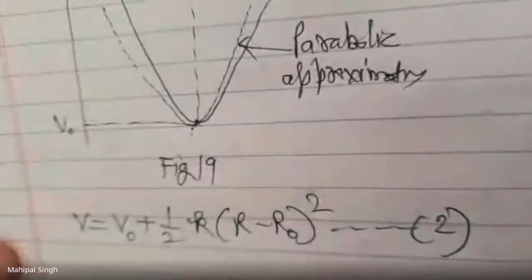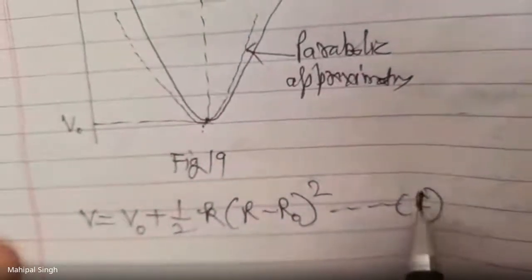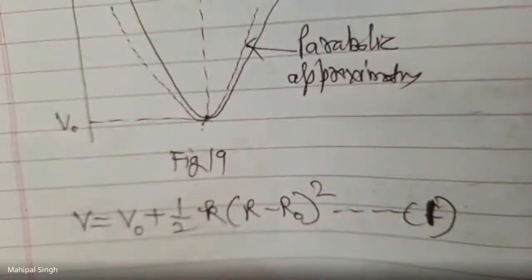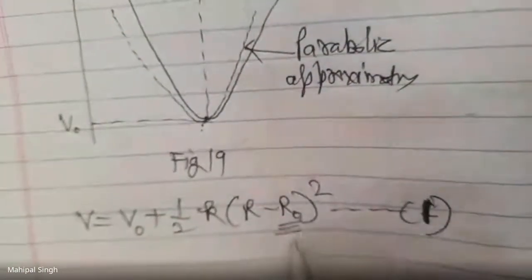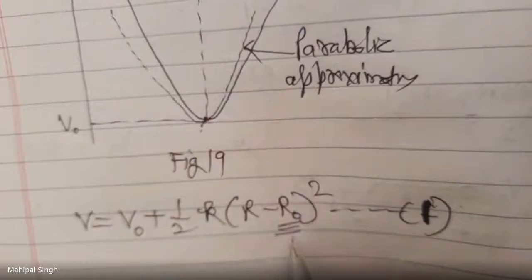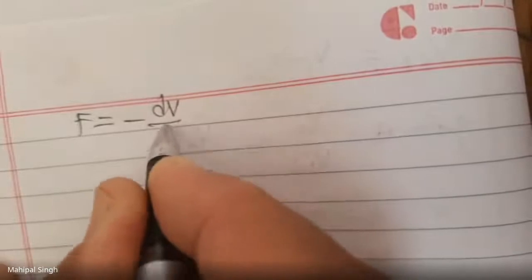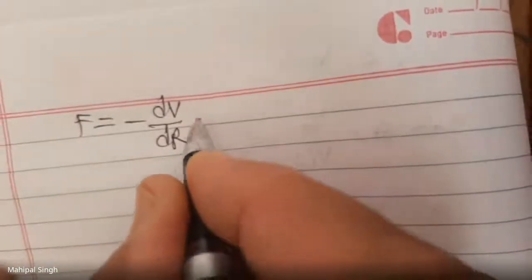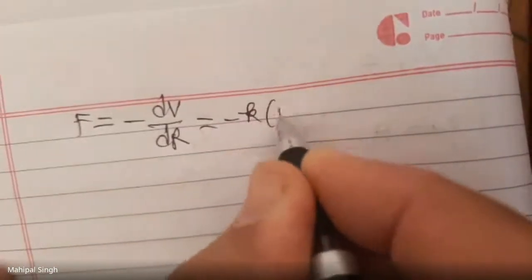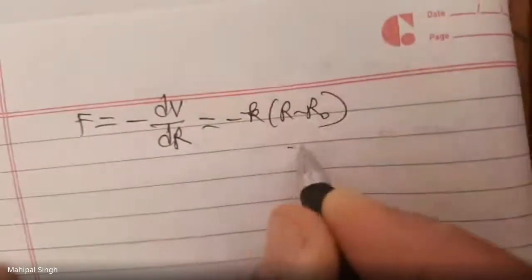V equal to V naught plus half K (R minus R naught) square. This is equation number 1. Where R naught is the equilibrium separation of the atoms. Now the force that gives this potential energy can be written as F equal to minus dV upon dR, equal to minus K (R minus R naught). This is equation number 2.